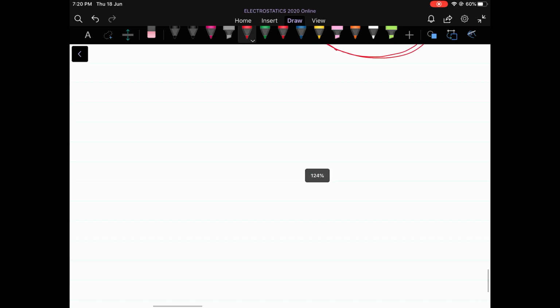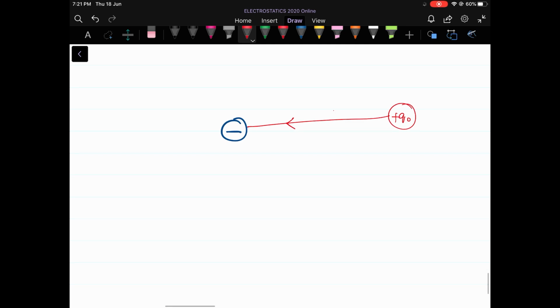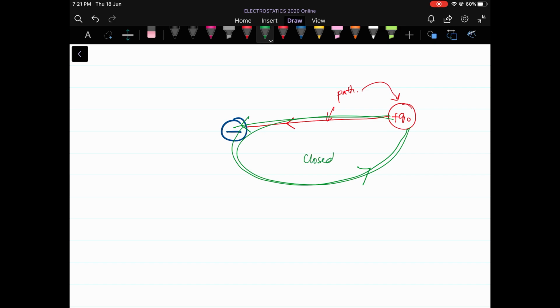The same thing happens even if you have a negative source charge. Imagine you have a positive test charge somewhere here. This positive test charge will come closer towards your negative source charge. So this is your electric field line, which is the path followed by your test charge. You cannot expect the test charge to reach this point and then go back to this point. Hence, you cannot expect the electric field line to form closed loops.